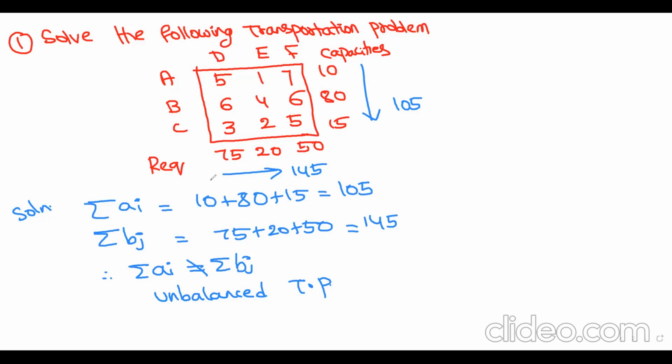Here the requirements are 145 and we have 105, so the capacities are less. We require 145, so we still require a capacity of 40. So I have to introduce a new row. Step 1.